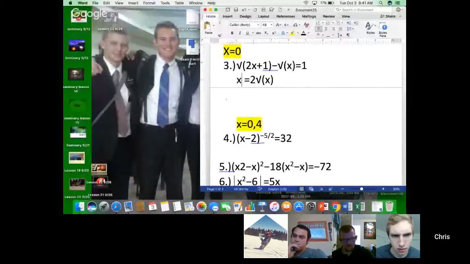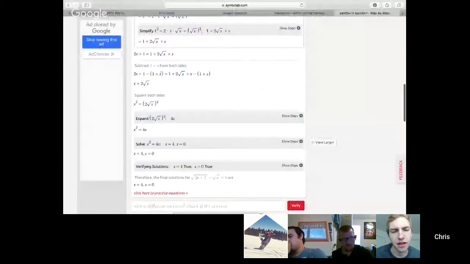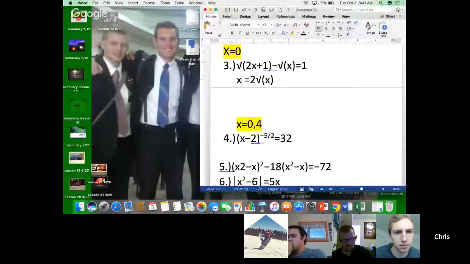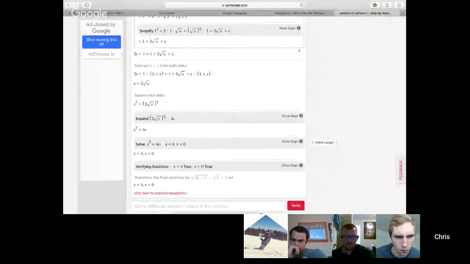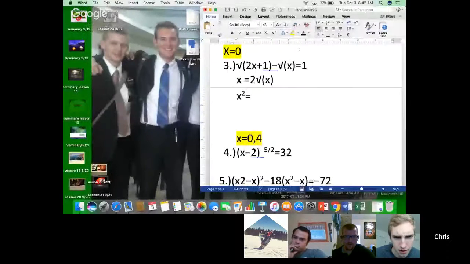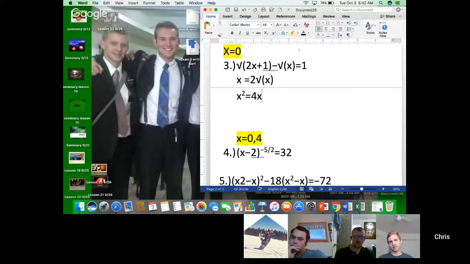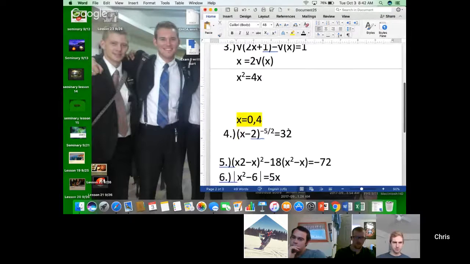So x squared. Wait a minute. So yeah, then they have to square both sides again. Gotcha. Equals, and it was just 4x. We need to divide by 4x and get 4. Yeah. Hey, look, we did it. Woohoo. Okay, we did it.